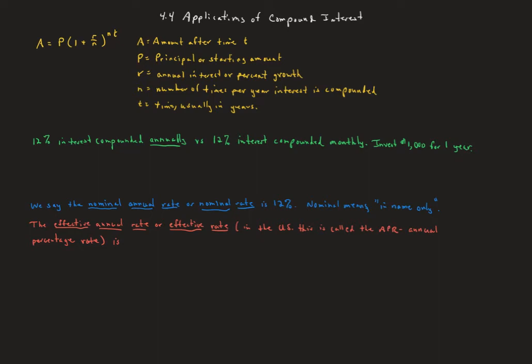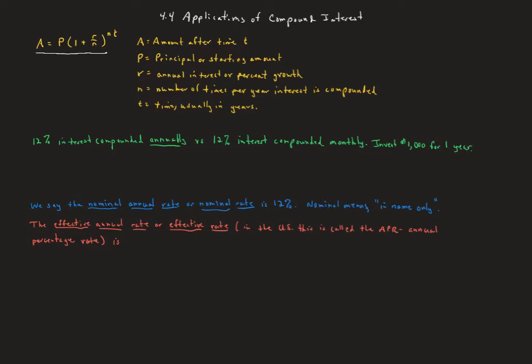In section 4.4, we're going to talk about applications of compound interest. So we're going to be using this compound interest formula: A equals P times (1 plus r over n) raised to the nt. You don't have to memorize this. I'll give it to you, but you are going to have to be able to use it in lots of different ways. So you really have to know what everything stands for and how to use it.